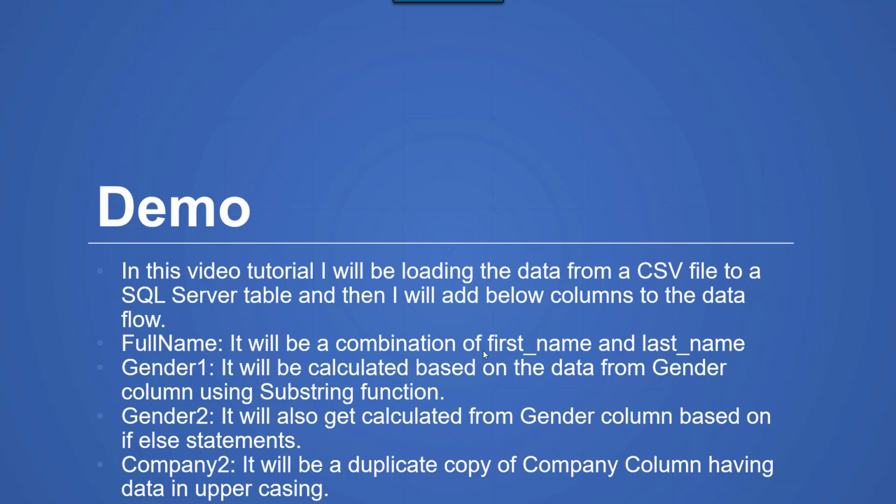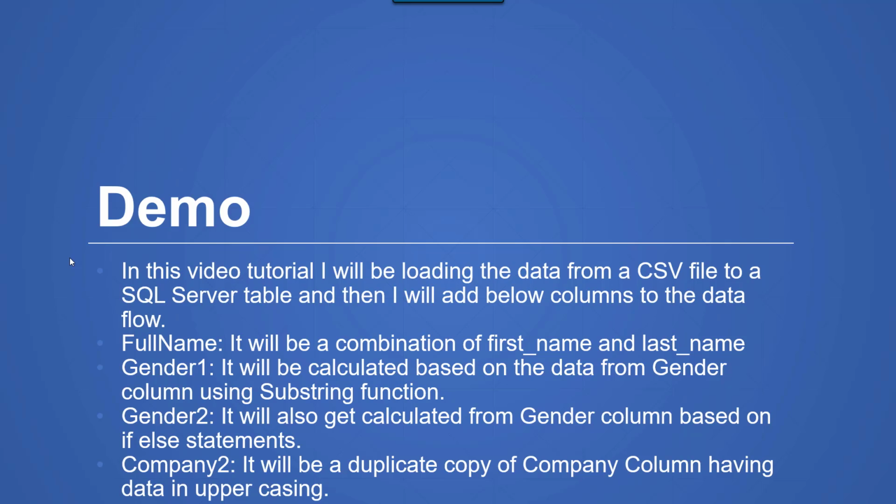And then we will also add a new column gender 2, so it will also get calculated from the gender column. However, it will be calculated based on the if-else statements in the C# language. We will add the fourth column as company 2. It will be basically a duplicate copy of the company column which is in the source CSV file. However, data will be in the upper case format. So in this particular video tutorial, we will be adding 4 new columns and we will be modifying their values.